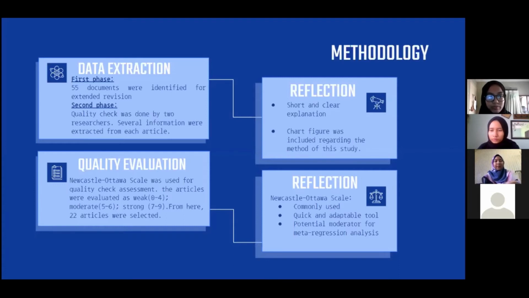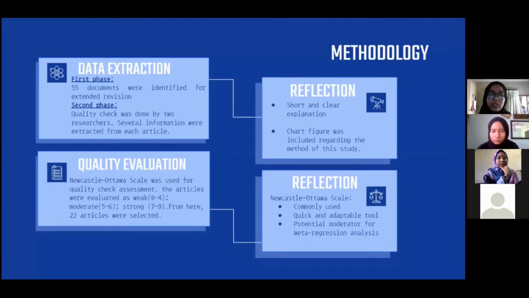So for quality evaluation, the researchers adopt Newcastle Ottawa scale for the quality assessment check. So the articles were evaluated either as weak, which is 0 to 4, moderate 5 to 6, or strong 7 to 9. And from here, 22 articles were selected.